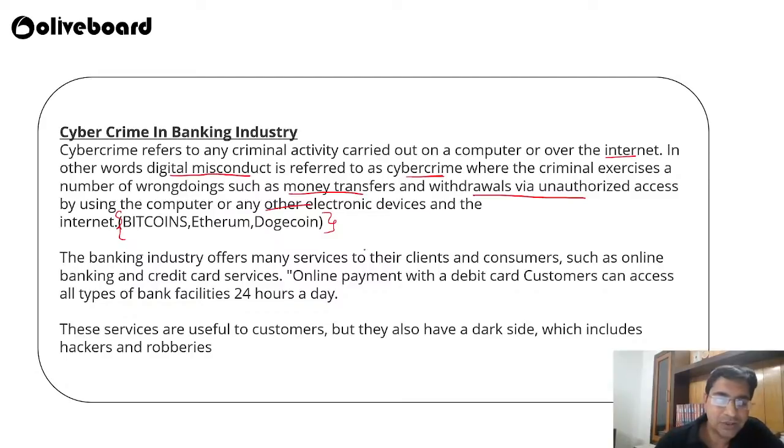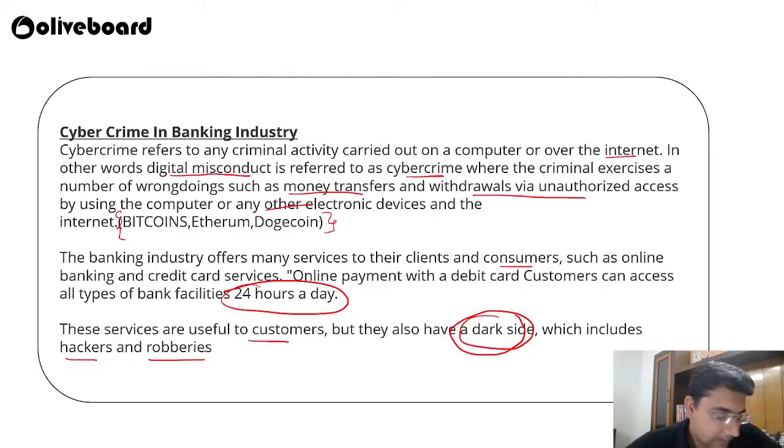The banking industry offers many services to its clients and customers, like online banking and credit cards. They are all open 24 hours a day; you can access any type of data. These services are useful to customers, but they also have a dark side, which includes hackers and robberies. Right now you can transfer money from your mobile phone or laptop to anywhere in the world. That is the easiness. You do not have to go to banks and all those places, but at the same time there is a dark side of it. Hackers and robberies are there, right?